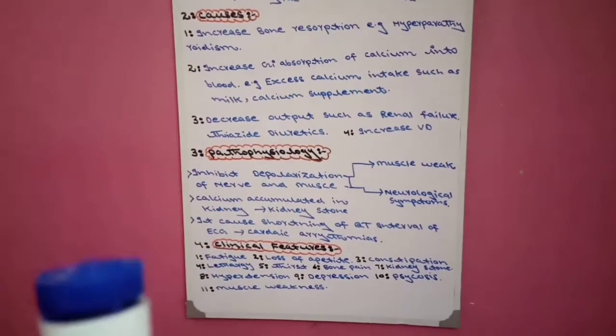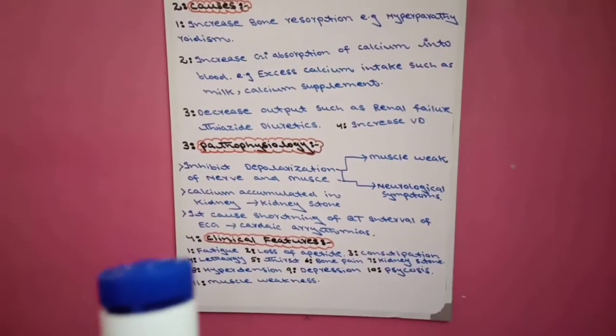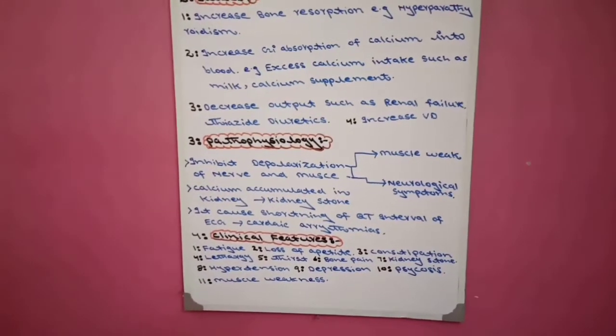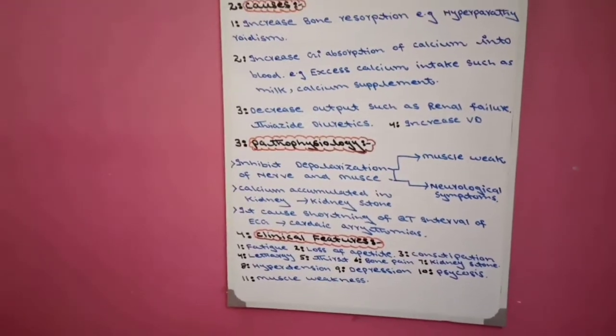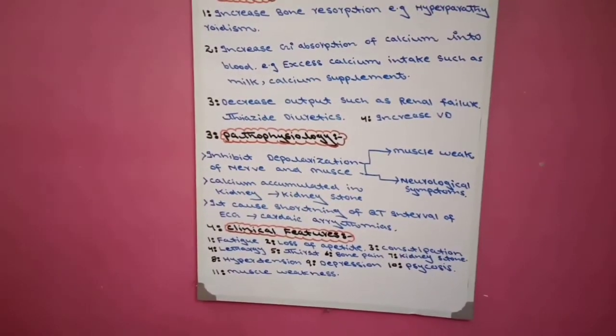The second is calcium. In hypercalcemia, calcium accumulates in the kidney. When calcium accumulates in the kidney, there will be kidney stones. The third thing is that hypercalcemia causes shortening of the QT interval on ECG, because in the heart there is a calcium channel, and hypercalcemia acts on this channel and causes shortening of the QT interval on ECG.